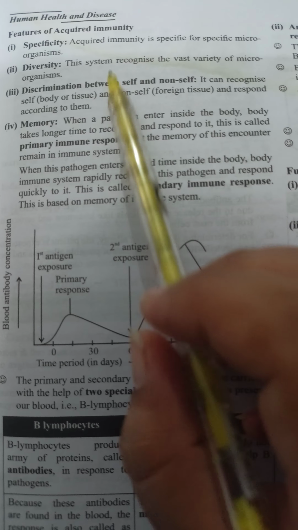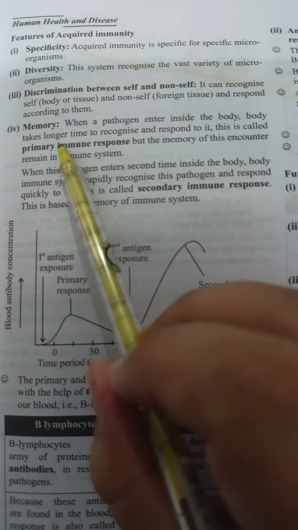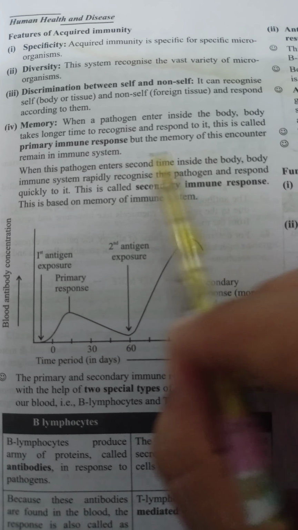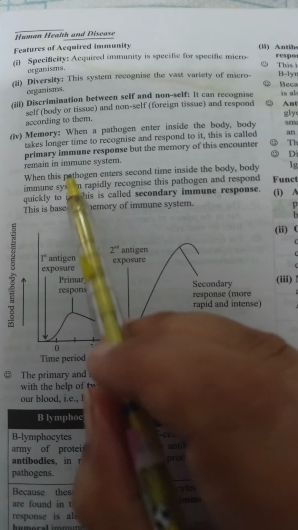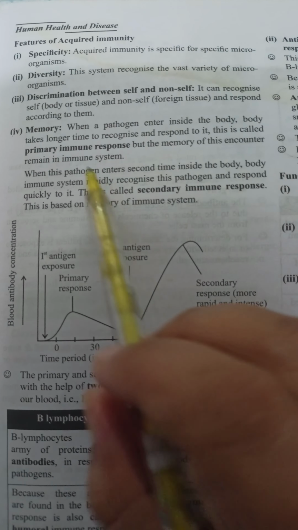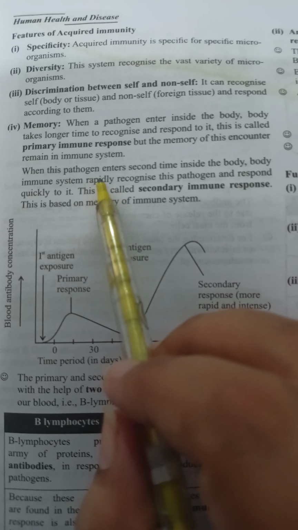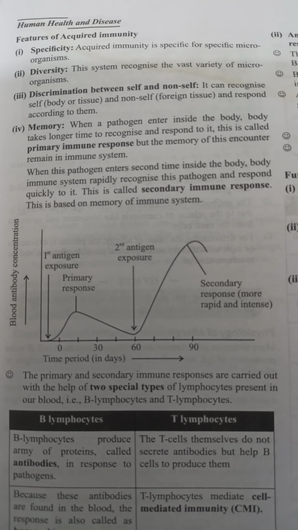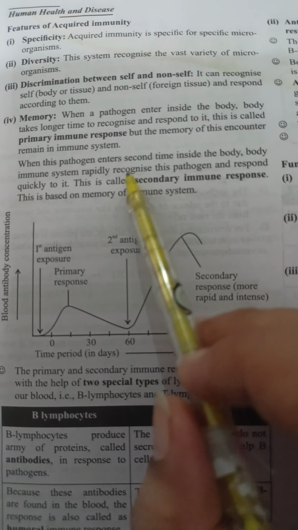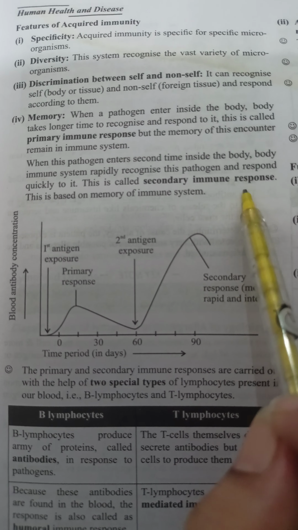Now memory is the feature of acquired immunity. Whenever any pathogen enters inside the body, the body takes a longer time to recognize this pathogen and to give the response. This is called the primary immune response. But the memory of this encounter remains in the immune system. Whenever the same pathogen enters a second time, the immune system will give a rapid response and quickly produce the antibodies. This is called the secondary immune response.